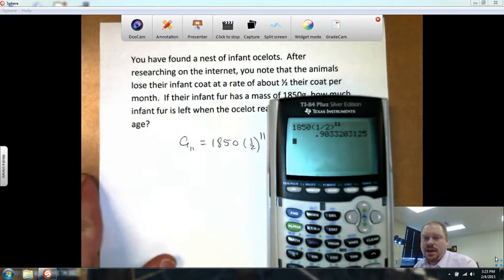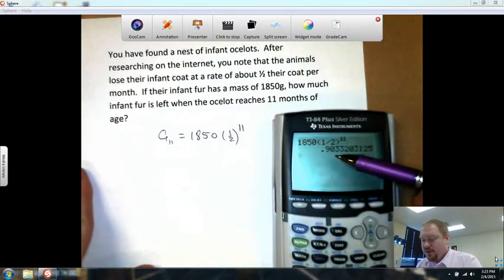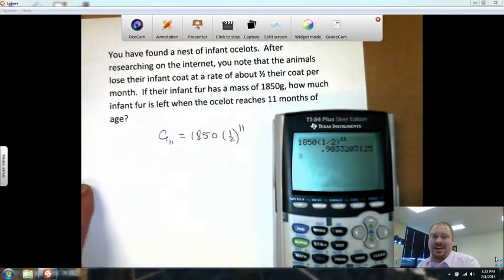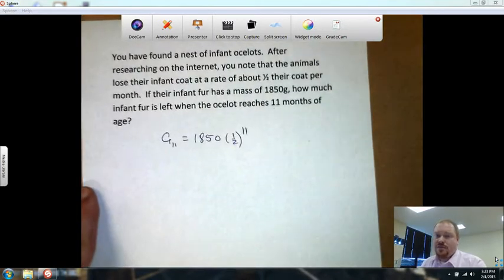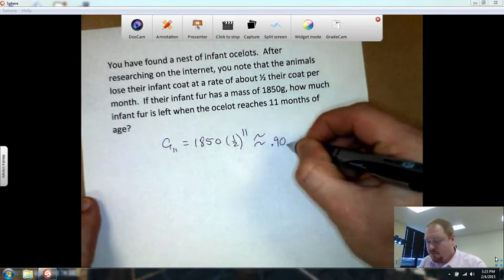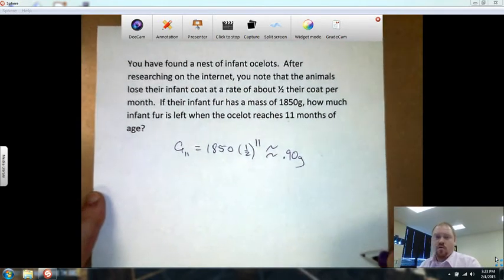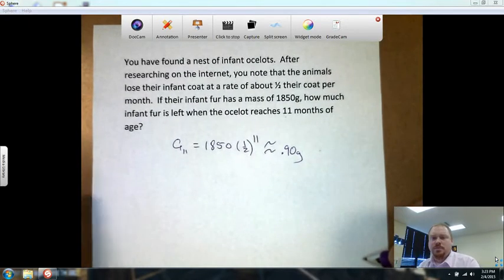So it says at the end of 11 months, it's only going to have about 0.90 grams of infant fur left, or 0.9, depending on your perspective. But if we go to 2 decimal places, it's 0.90. Okay, so that's our first application of the problem.